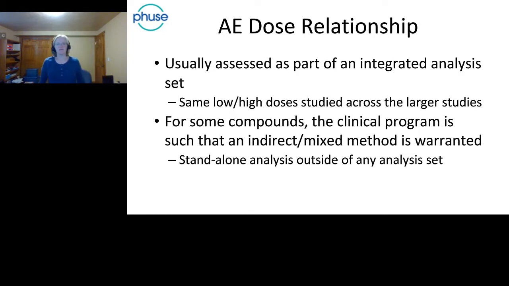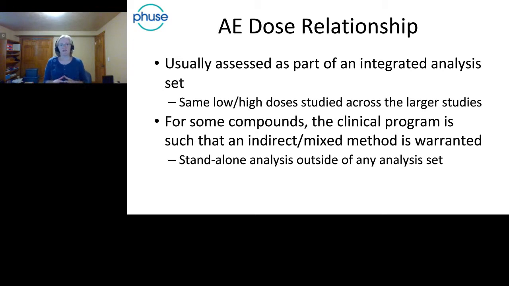So, adverse event dose relationship. This is also a key factor, right? Among all the factors used to determine what events are adverse drug reactions, looking at dose relationship is a key part of that. And usually, not always, you can create an integrated analysis set that helps with dose relationship assessments, right? If you have the same doses across many of your studies, you can create an integrated analysis set that looks at some dose comparisons.